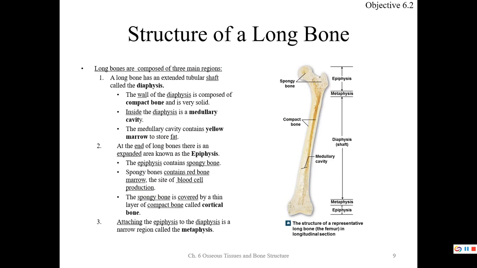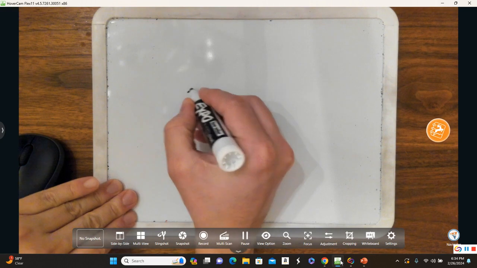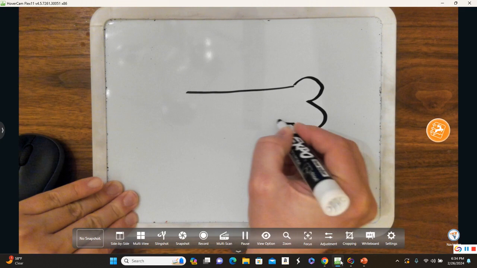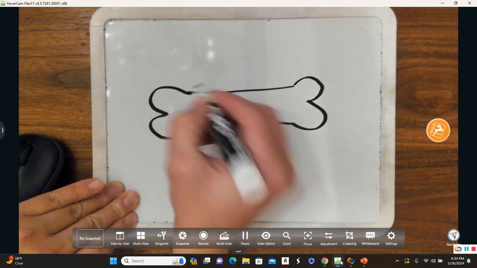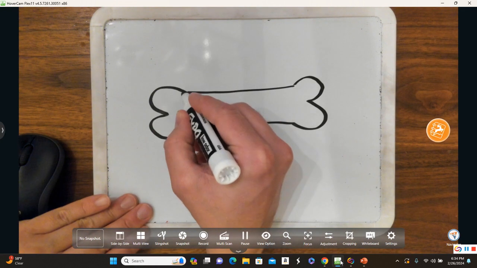Okay. Now, we do want to talk about a long bone. What I usually like to do when I do the long bone is just really quickly do a quick sketch of a long bone. Like it was a doggy bone, like a little dog treat.